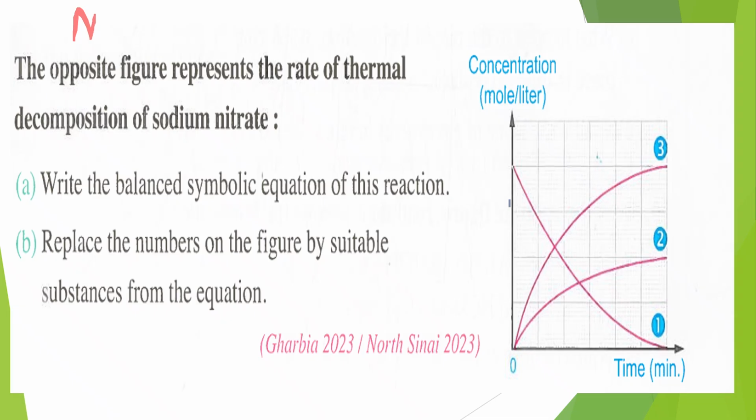We know the chemical formula of sodium nitrate is NaNO3. This is the first thing he asks me for in the question. I want the equation which expresses the thermal decomposition of sodium nitrate, and the condition for this reaction is heat, and the product here will be sodium nitrite, which is NaNO2.